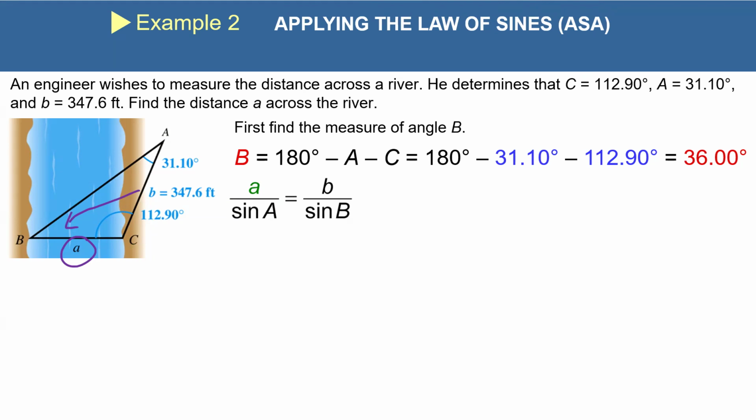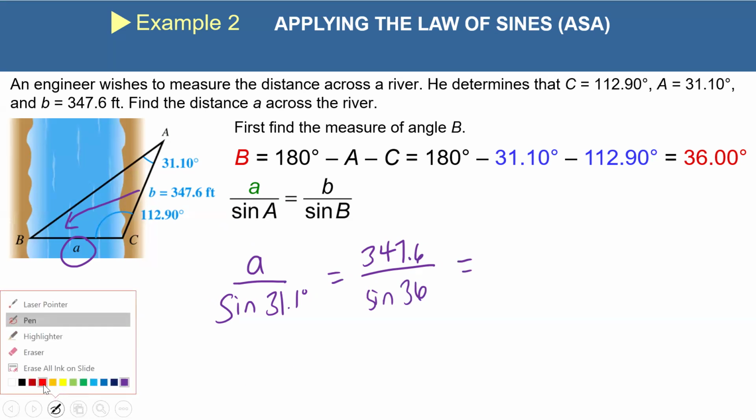All right. So now, do I have enough information to set up and solve for A? I do, right? So to set up, we have a, is that what we're looking for? And what is angle A? 31.10. What is side b? 347.6. And then we found angle B, and angle B equals 36.